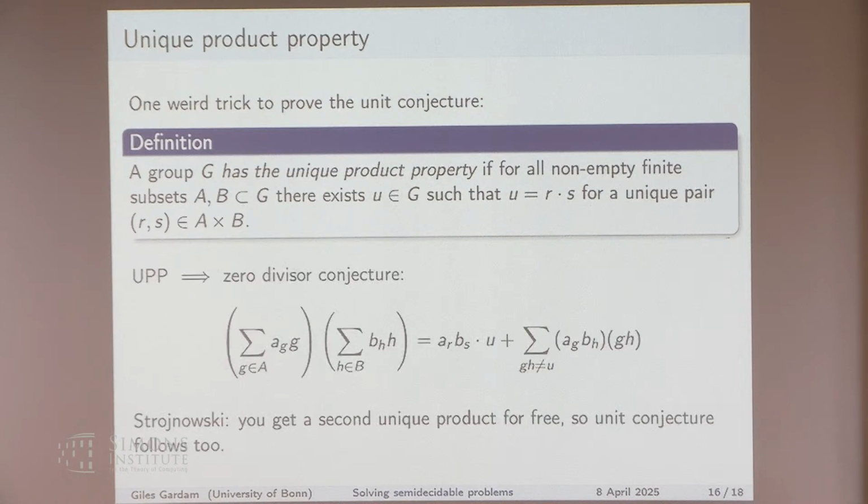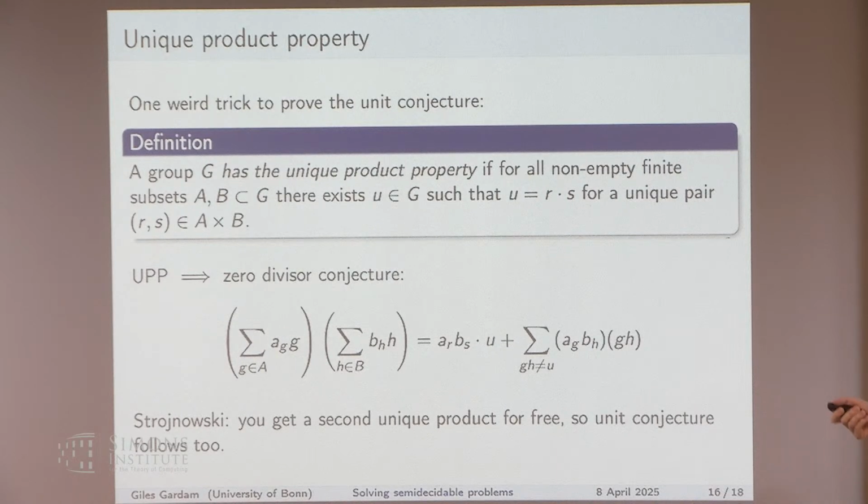And if you have this property, then, for example, this immediately gives you the zero divisor conjecture, in the same way that we're thinking about why the Laurent polynomial ring satisfies the conjectures by zeroing in on the highest power and the lowest power. If I multiply two non-zero things, then I apply the unique product property to the support sets, and this tells me there'll be some u whose coefficient is just this product of two things. There's no addition involved. There's no possibility for cancellation. So I know if I multiply two non-zero things, they'll find some spot where the coefficient is non-zero. So the product can't be zero.